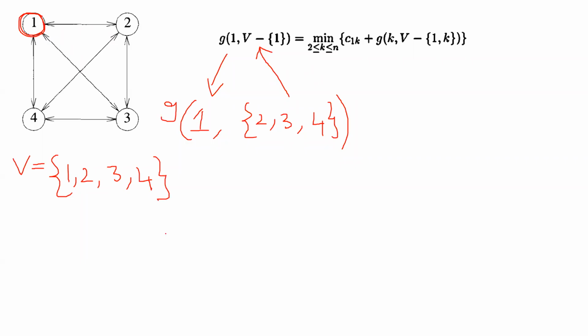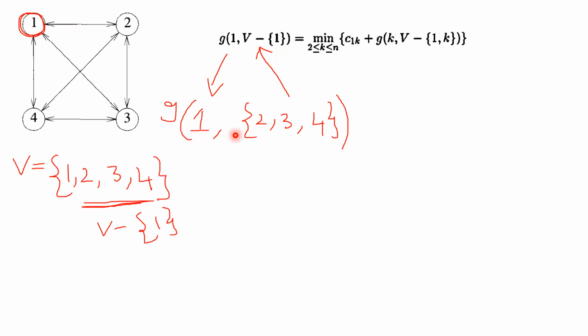This is the V, the vertices in the graph. Now I have to write only 2, 3, 4, the subset of V. How can I write it? I can write it as V minus 1. So that is what is being written here. G is the cost function, 1 is the starting city, V minus 1 is the remaining set of cities through which the shortest path has to be found out.